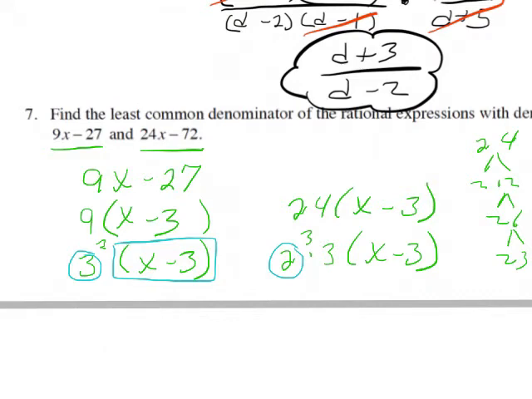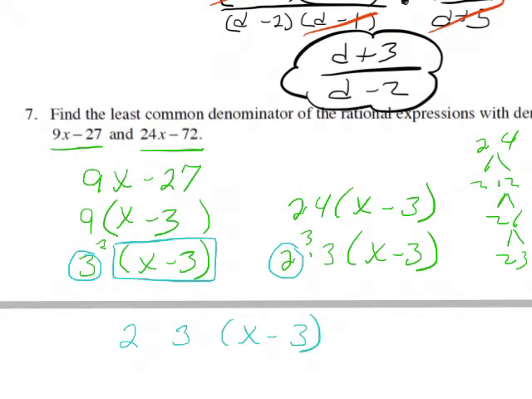So I'm going to just write these down here, but I'm going to put the 2 first. Why? Because the 2 is smaller than the 3, and I like to put everything in ascending order. So I'm going to put the 2 right here, and then I'm going to put the 3, and then the x minus 3.